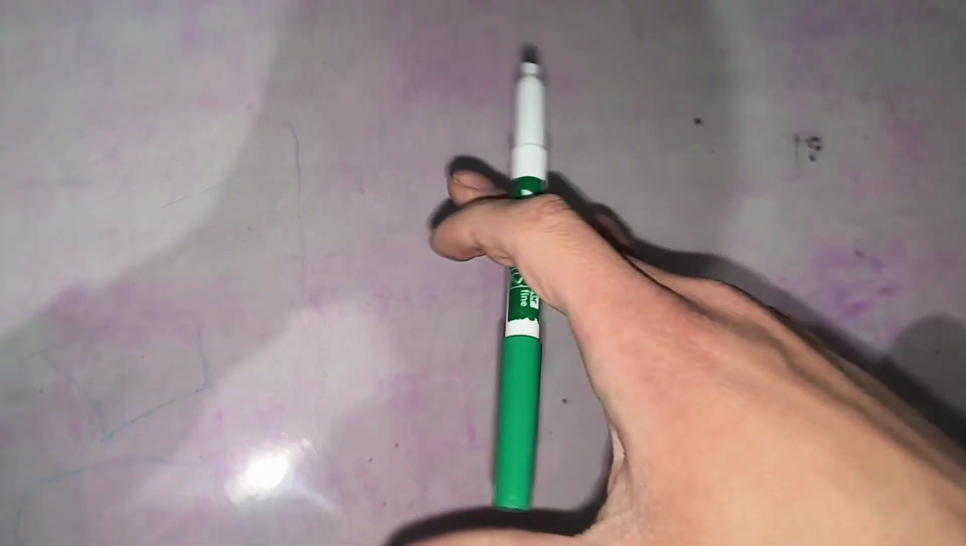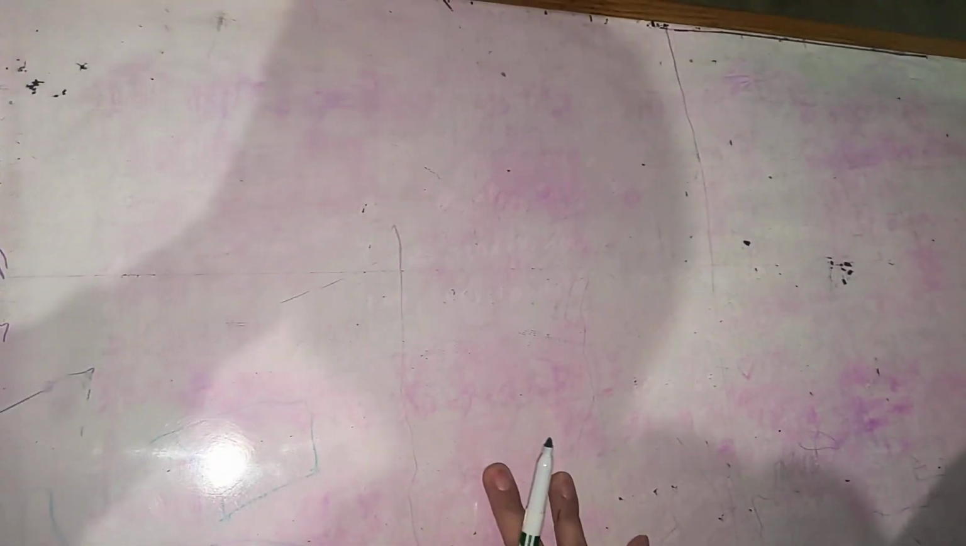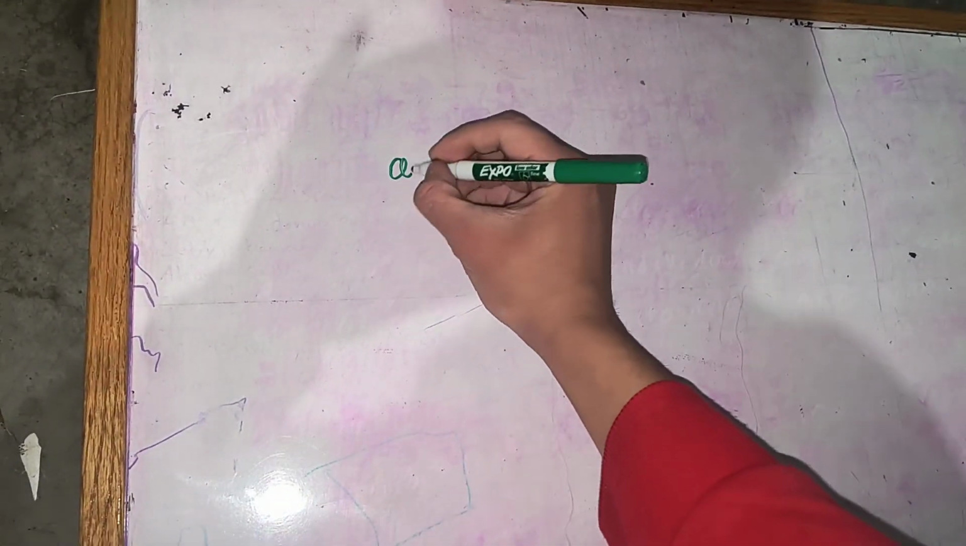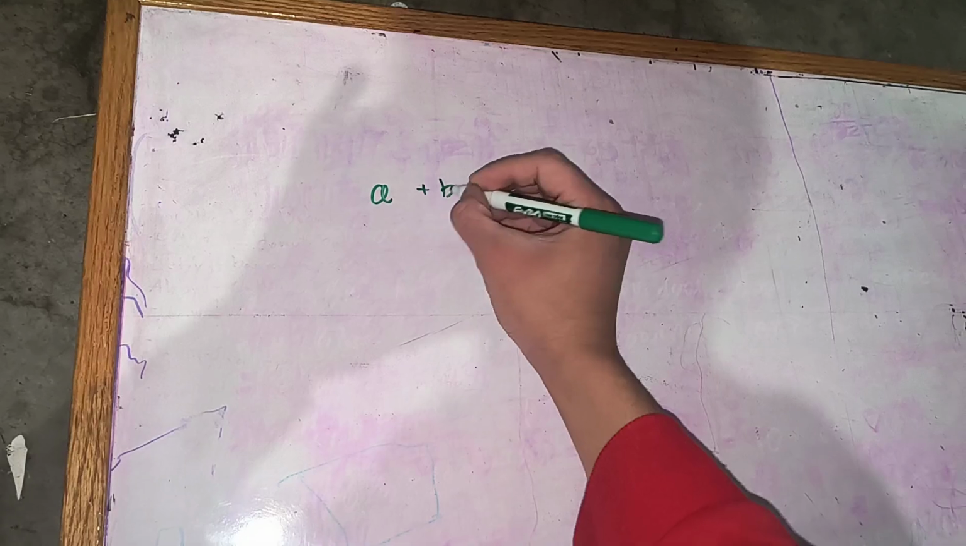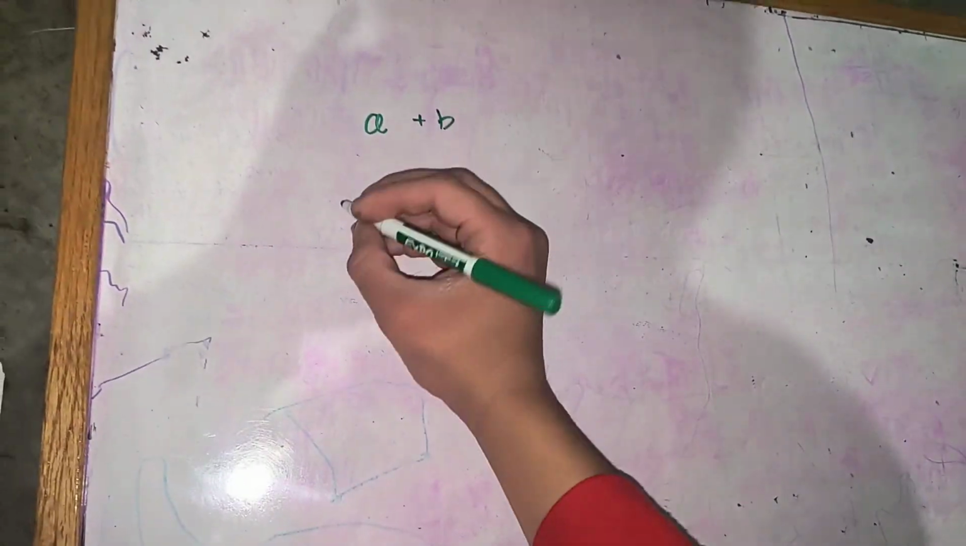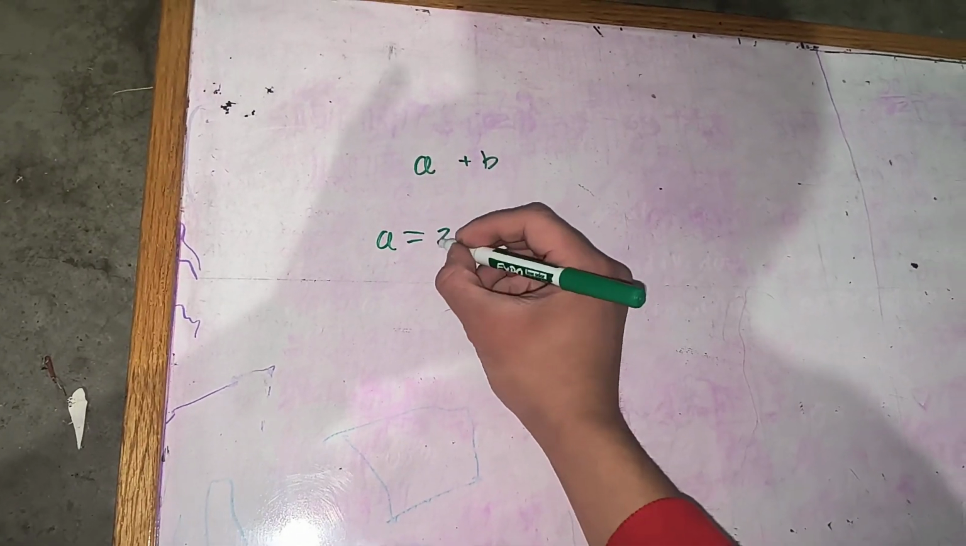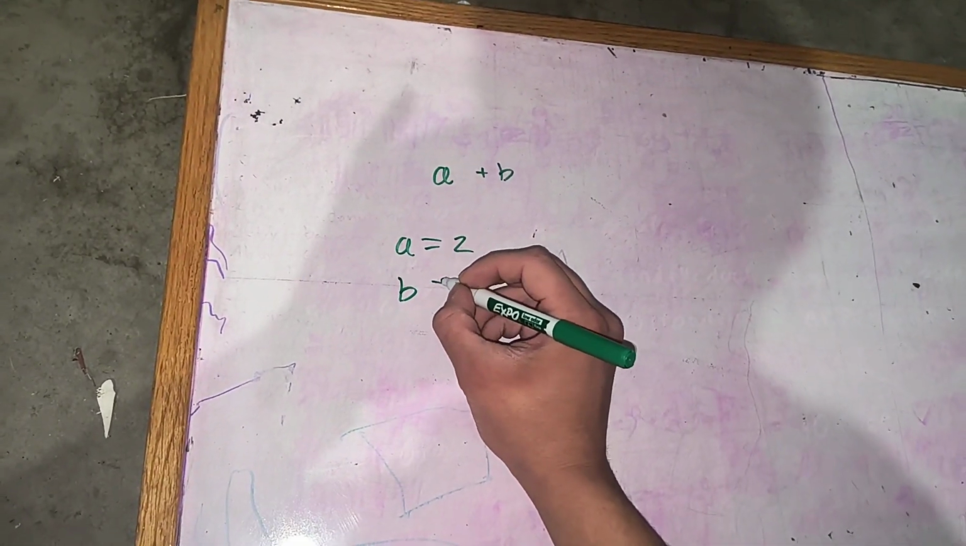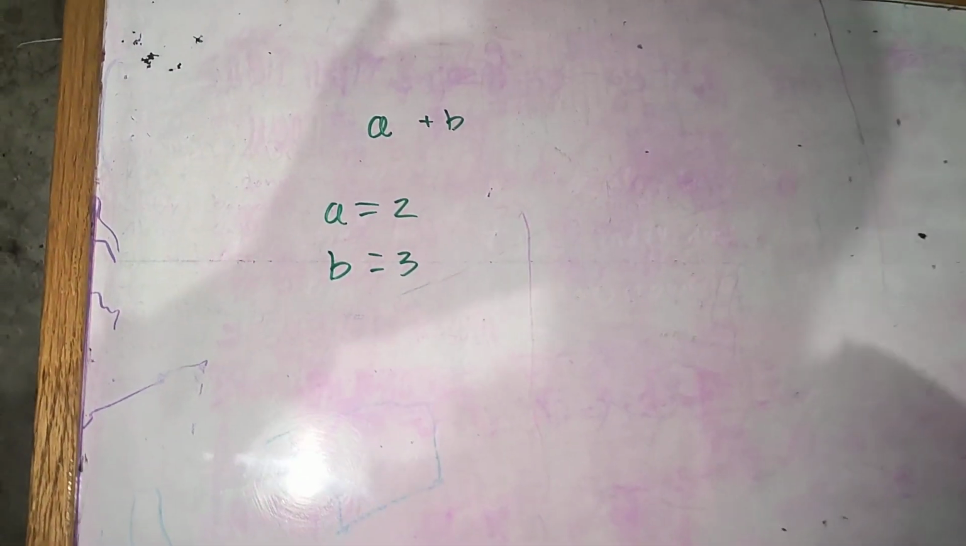Okay, we've seen evaluating fractions with one variable, but what about two variables? Let's say we have the expression a plus b. So we have two variables. Well, let's just say a is equal to 2 and b is equal to 3. Well, then what does this come out to be?